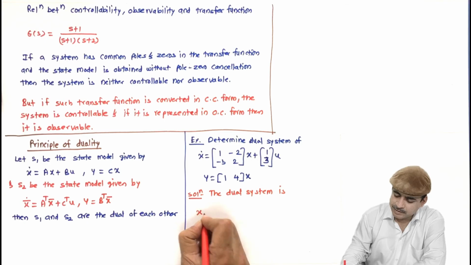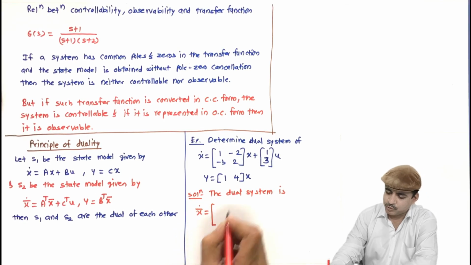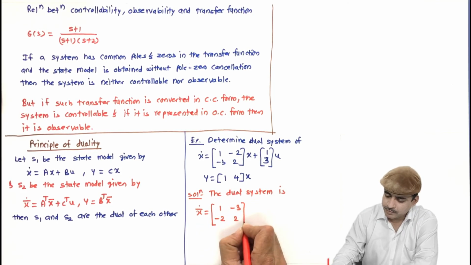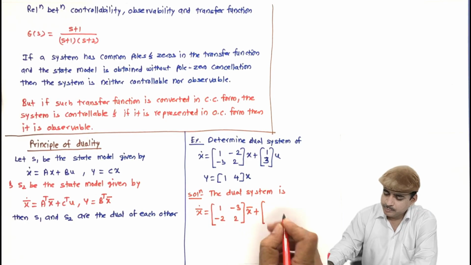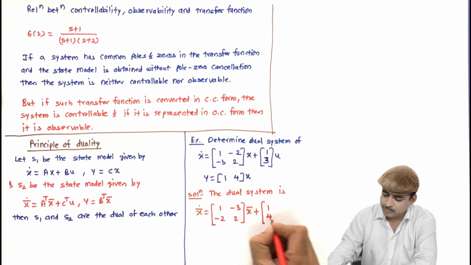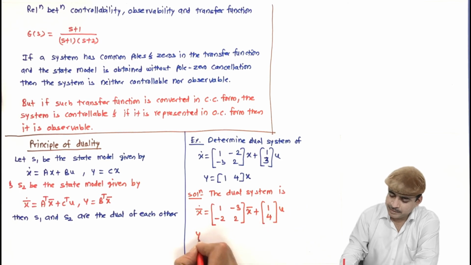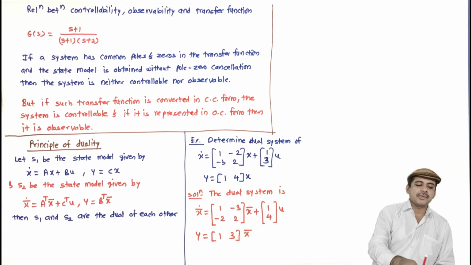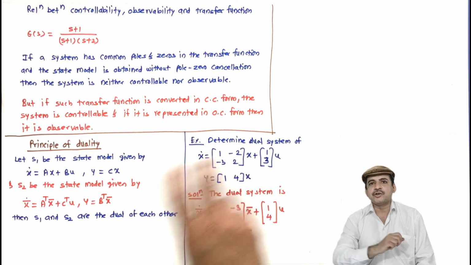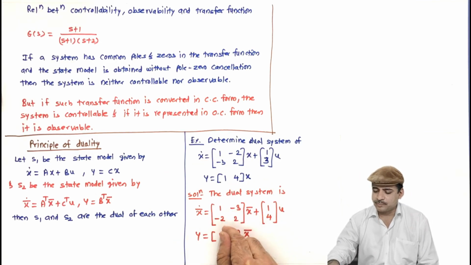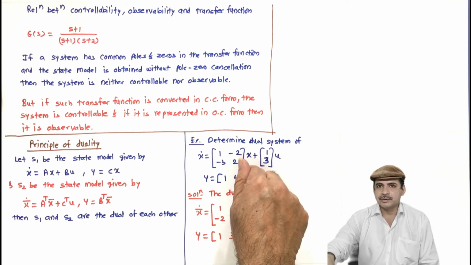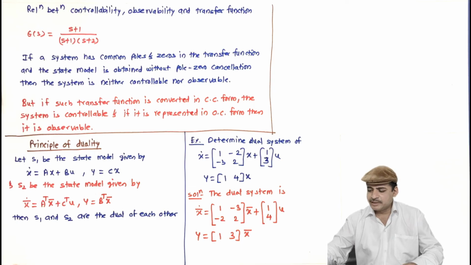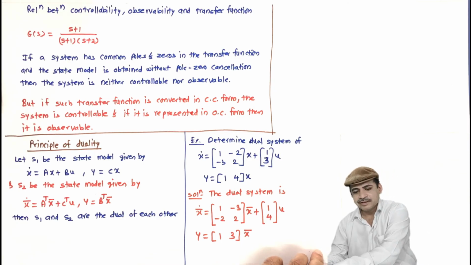is x bar dot is equal to A transpose, so transpose of this. So it's [1 -3; -2 2] x bar plus B, in this will be C transpose, so [1; 4] u, and y is equal to [1 3] because it is transpose of this, x bar, and these two systems are dual of each other. So if you want to find out the dual system of this system, you will get this one. If you find out the dual of this, you will get this one. Now, is there any relation between this dual system and controllability and observability? Let us see.